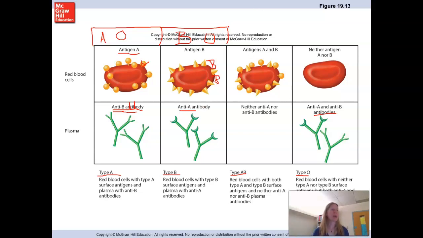Well, how about someone with type AB blood? They don't make antibodies against A or B. So you could give them AB. That makes sense. That's their own blood type. Could you give them A? Are they going to attack A? Yeah, so that's perfect. We can give them A. Can we give them B? No antibodies against B, so that'll work.